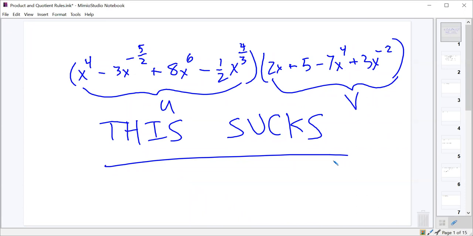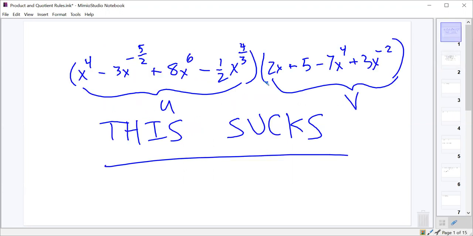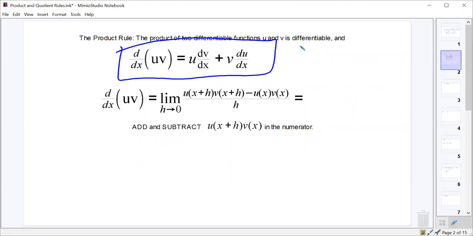But before we can use the product rule, we have to figure out what the product rule is. We're going to derive it in a second, but this is what it is. If I have two functions, u and v, that are being multiplied together, and I want to find the derivative of that product, u times v, then all I have to do is take the first function, u, multiply it by the derivative of v, and then add v times the derivative of u. That's the product rule.